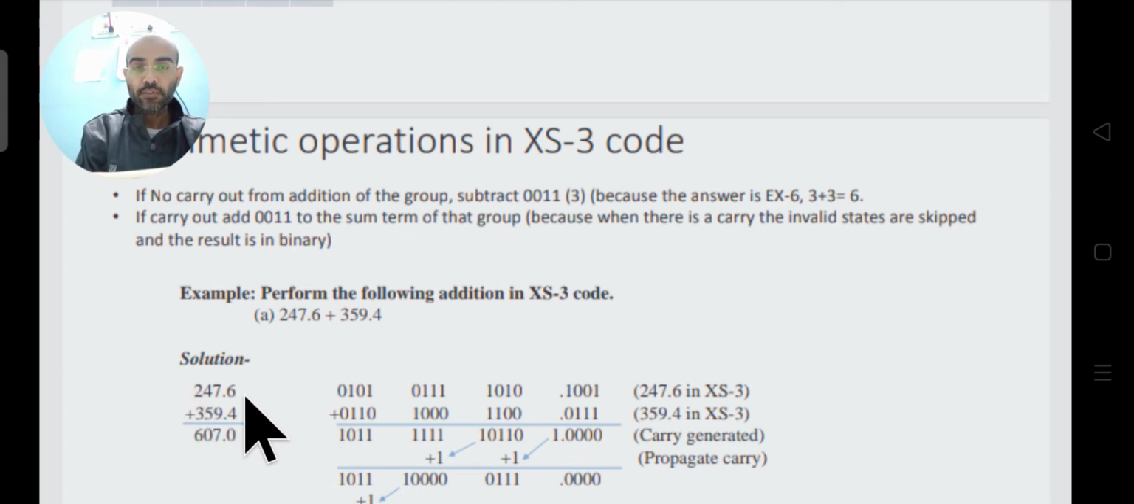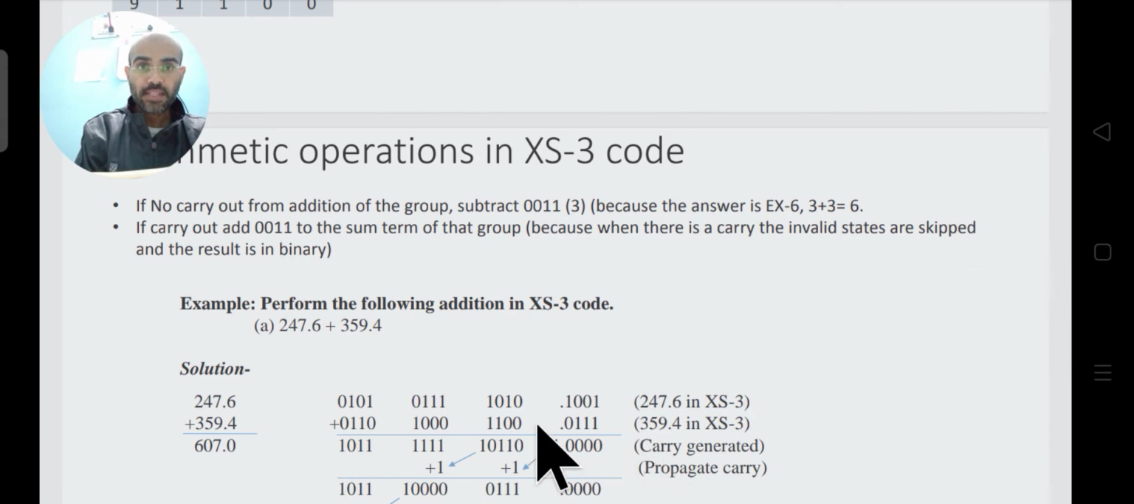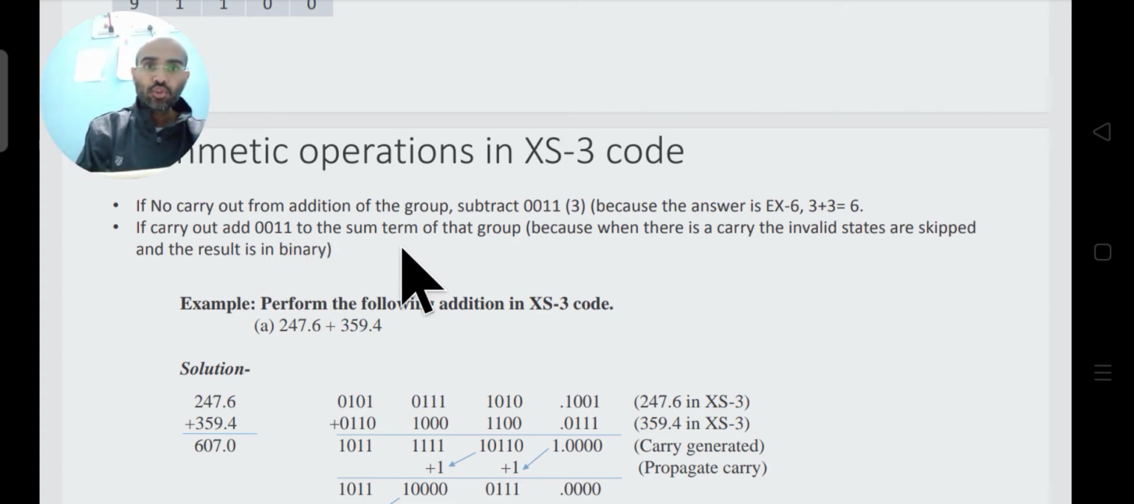Okay, starting from the least significant digit, you have to perform the following addition in excess 3. The point to note before performing this addition is that whenever you perform addition, there are only two possibilities. The first possibility is that no carry is generated from a group to the next group. In that case, we have to subtract 3.